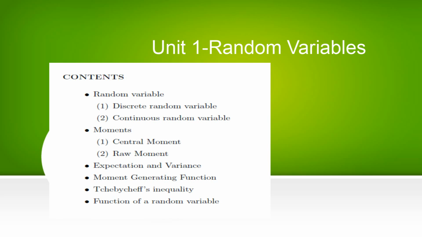Unit 1, Random Variables. The following are the overall content of Unit 1. First section, Random Variable. There are two types: one is discrete random variable and the second one is continuous random variable. Second section, Moments. There are two types: one is central moment and the second is raw moment.